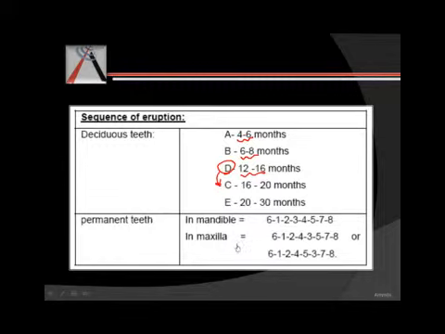When you talk about the maxilla, how does it go? 6. Again, the first molar has erupted. Then we have 1, 2. But the problem is the canine is a lazy fellow here. The canine is shifted backwards, so here it shifts back behind 1, 2. So you have 4. Then it comes back, 5, 7, 8. Canine, if it is really lazy, can shift 2 teeth backwards.